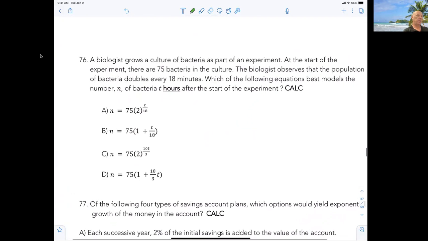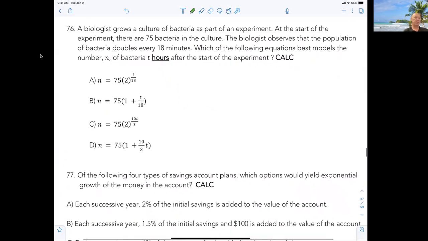All right, here we go again. Everybody's on 76. Let's see if I did a good job on this one. A biologist grows a culture of bacteria as a part of an experiment. At the start of the experiment, there are 75 cultures. The biologist observed the population doubles every 18 minutes. If it doubles every 18 minutes, is it exponential or linear? Exponential. So I know it's not what? B or D.